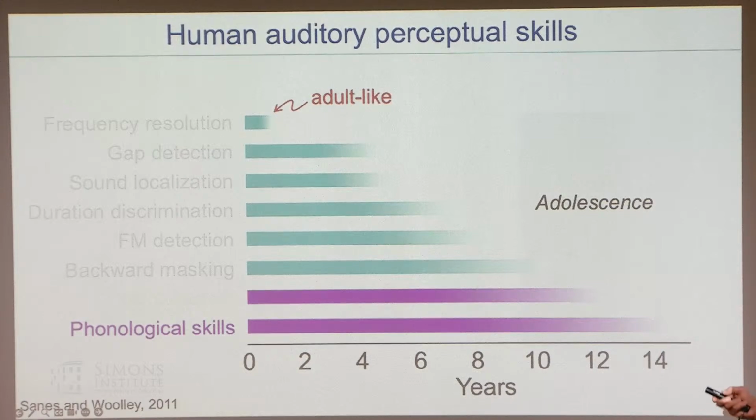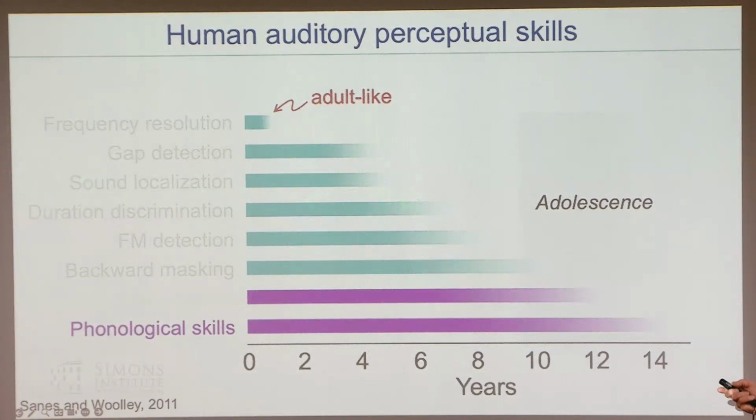Sure. Yeah. So the take-home message was it's slow and asynchronous. Some things like frequency resolution, our ability to hear out something in the presence of another sound, actually develop really early. A lot of this is Lynn Werner's work. Gap detection, just the ability to hear the shortest possible period of silence, which we use for phoneme discrimination, doesn't really mature until 5, 6 years of age.